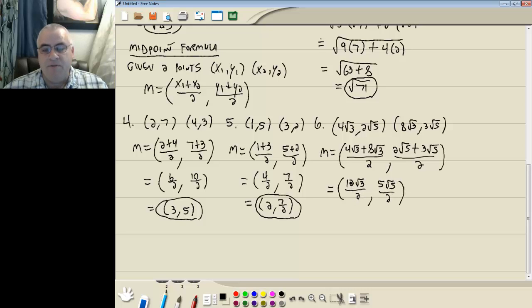Now here, the 12 and 2, I can simplify that. 12 divided by 2 is 6. So this gives us 6 square root of 3. And over here, I can't simplify anything. So this just remains 5 square root of 5 over 2. And that's our answer. And that's the distance formula and the midpoint formula.